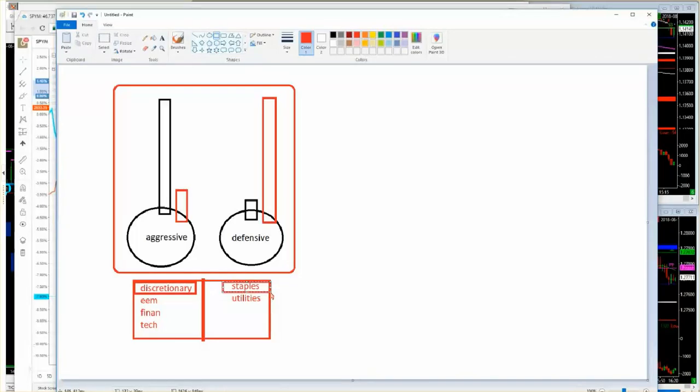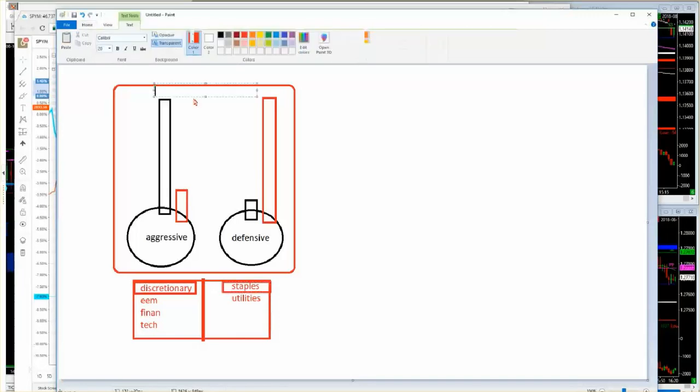Why have equities not started to move here?